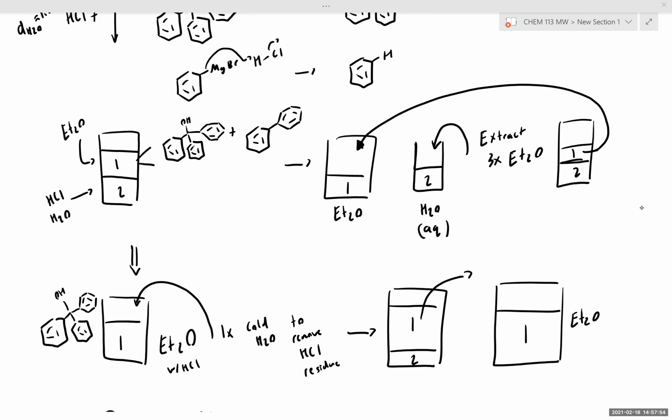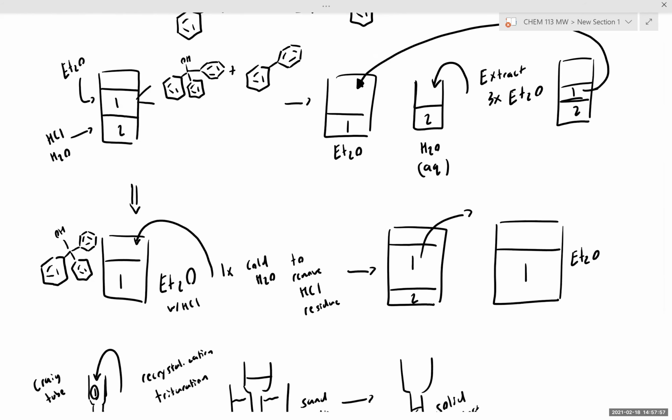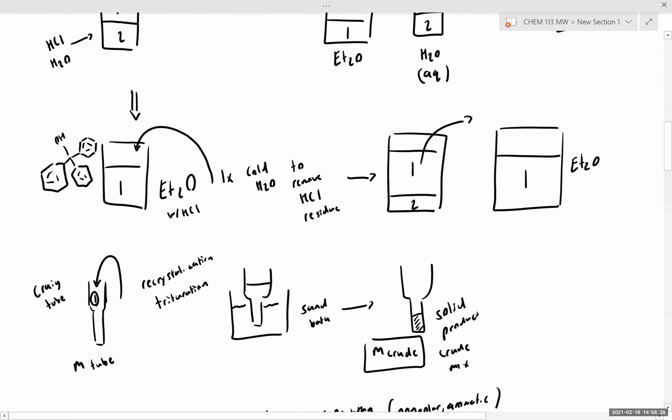Okay, so once we've extracted the aqueous layer, we're then going to collect all of our organic layers in one single vial, and we're going to rinse with cold water. The point of this step is to remove the residual acid before concentration. It's very problematic to concentrate reaction mixtures with any trace acid or base, as you can often see decomposition side reactions. So we're rinsing with cold water to remove the trace hydrochloric acid residue. And from there, we're going to have our combined ether layers.